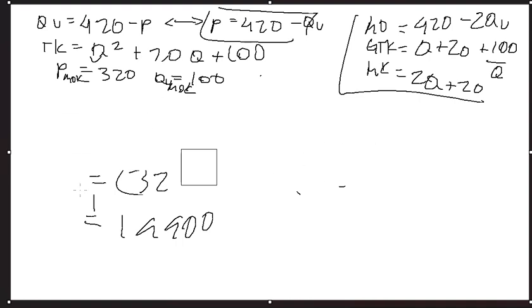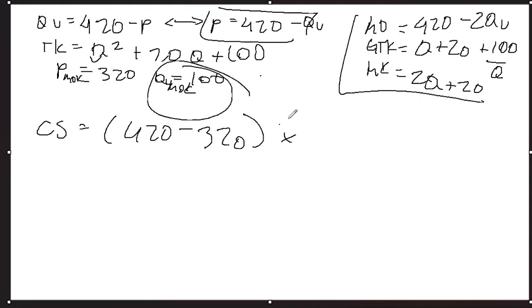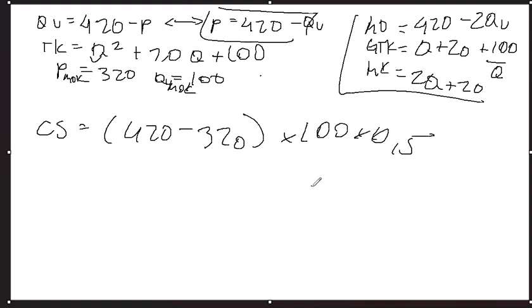Very easy. And the consument surplus is simple, like how to do it in the volkomen concurrentie. You look at the vraaglijn, which is here, 420. That's the first number we have. The next number we need is the price for winst maximalisatie, which is 320. And then we just need to use the hoeveelheid, which is 100, and then we just multiply it by 0.5 because it's a triangle, and then you get a number there.